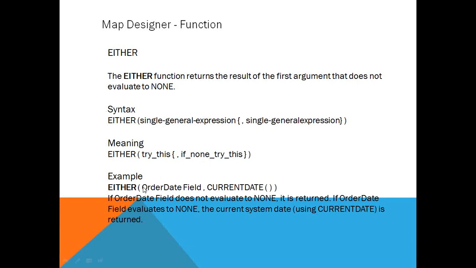Here, the example is order date and current date. If order date evaluates to none, it will return the current date. Okay, clear, right? What is the either function? Basically, it returns the first argument that doesn't evaluate to none.